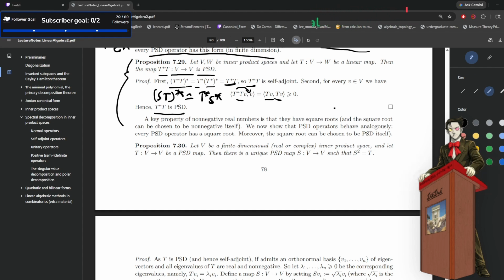We now show that PSD operators behave analogously. Every PSD operator has a square root. Moreover, the square root can be chosen to be positive semi-definite itself. This is going to lead into the singular value decomposition and polar decomposition, which simplify any matrix, I guess any rectangular matrix, right?